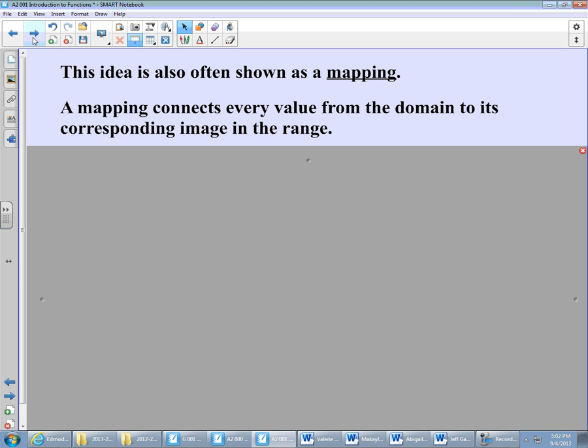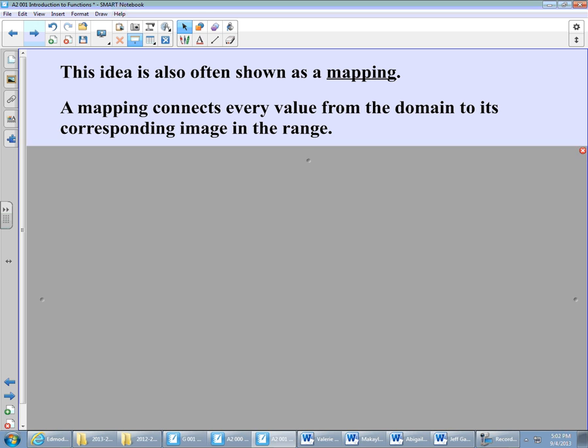Okay, one last thing to look at is this idea is also often shown as what's called a mapping. Hopefully you've seen mappings before. What a mapping does is it's like a graphical representation that connects every value from the domain to its corresponding what's called image in the range. So you may want to write this down. Mapping is your term, and you have a definition. It connects every value from the domain to its corresponding image in the range.